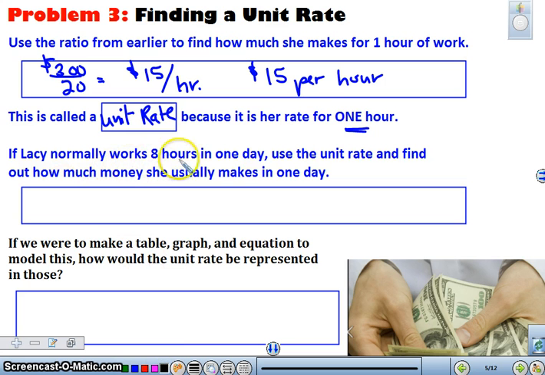It says if Lacey normally works 8 hours in one day, we can use her unit rate to find out how much she usually makes in a day. So in this case, we are looking at $15 per 1 hour times 8 hours. If we're using our units, we're going to cancel our units, and 8 times 15 does give us $120. And remember, this is 1 day. So we're going to put that unit down here, so 120 per day.